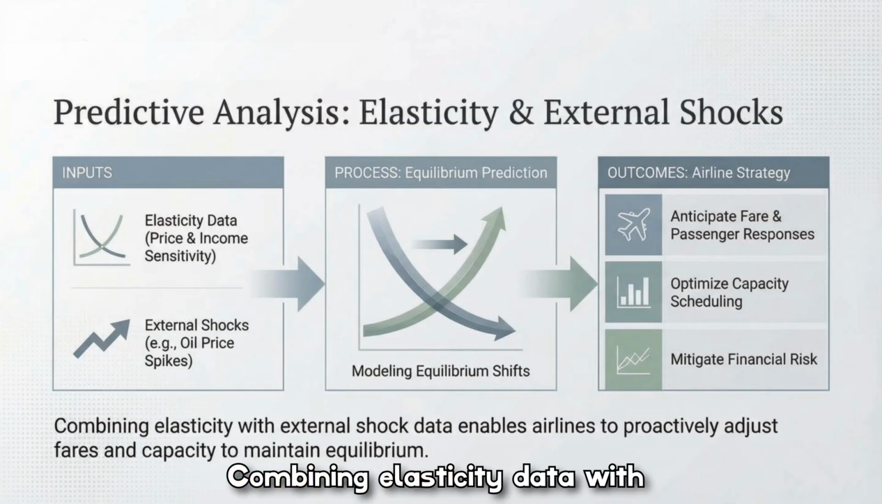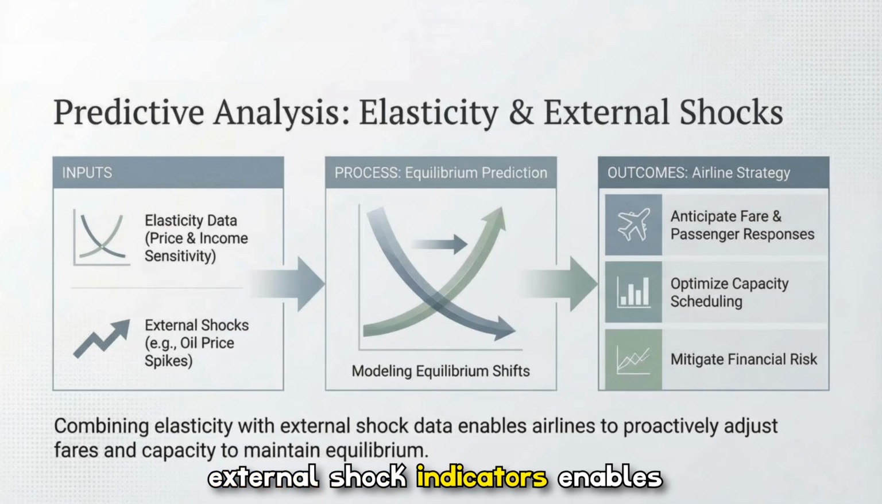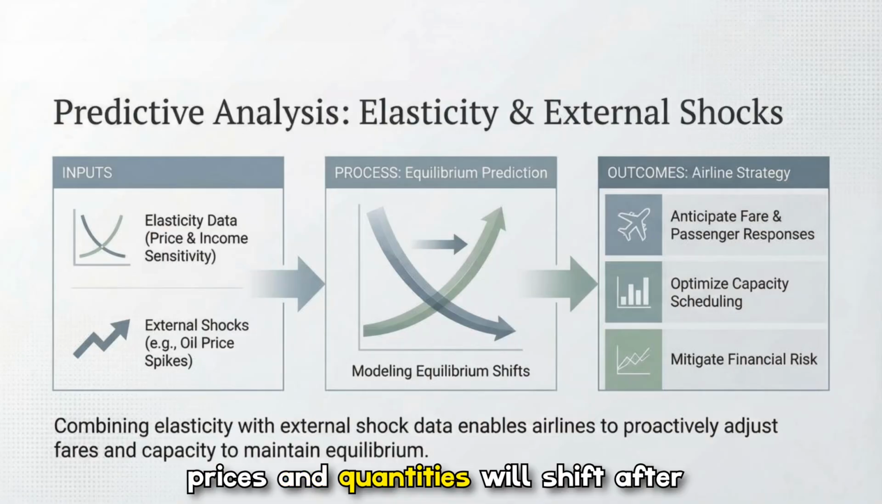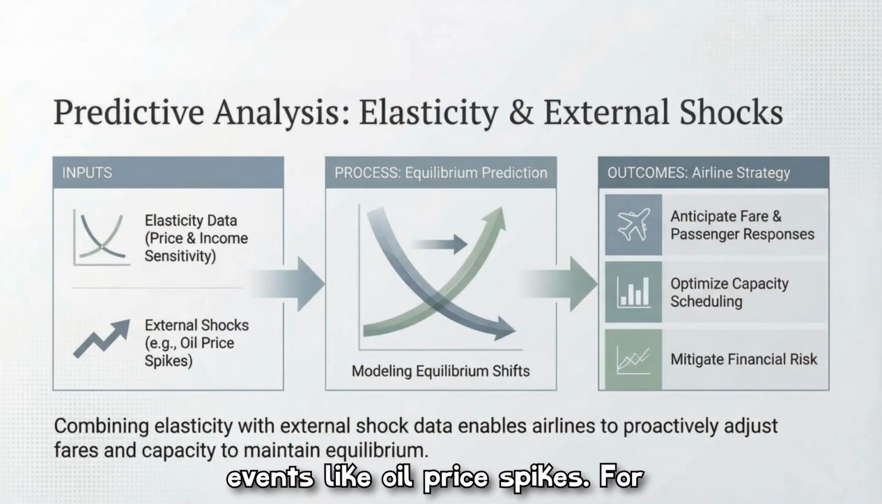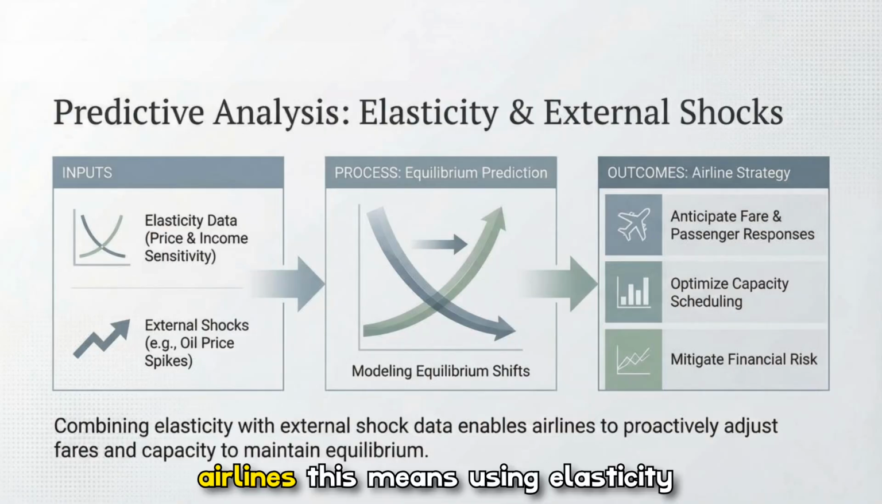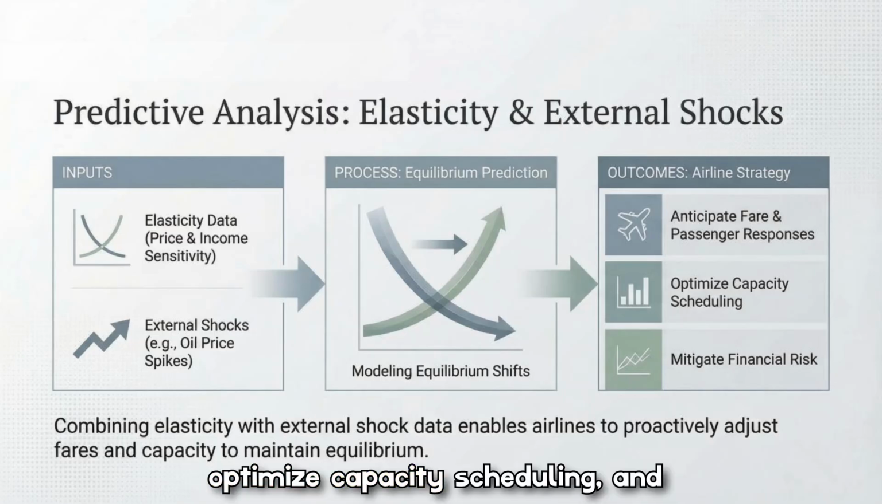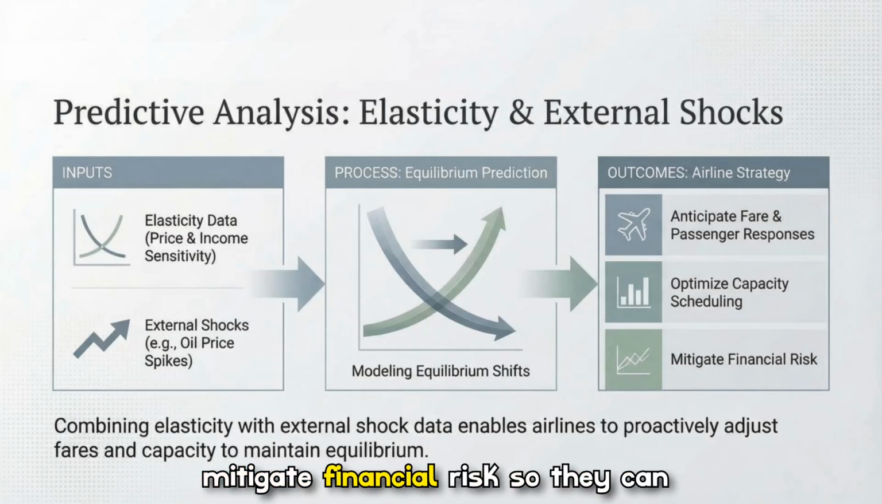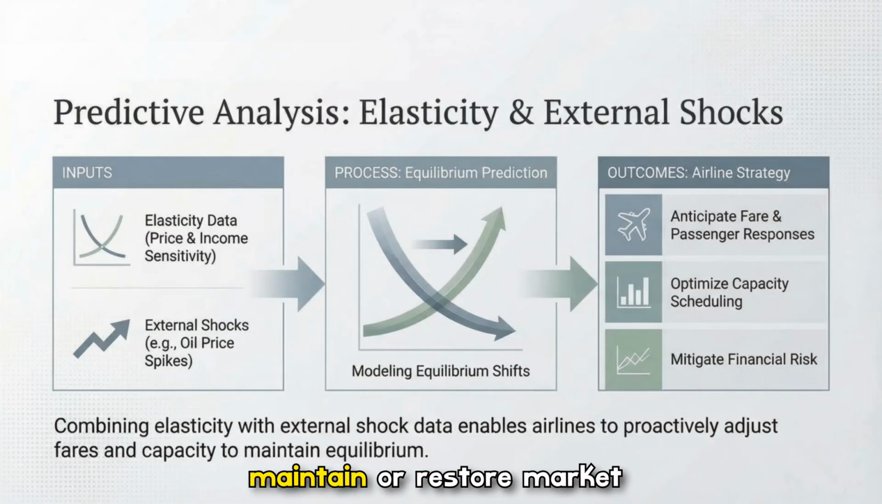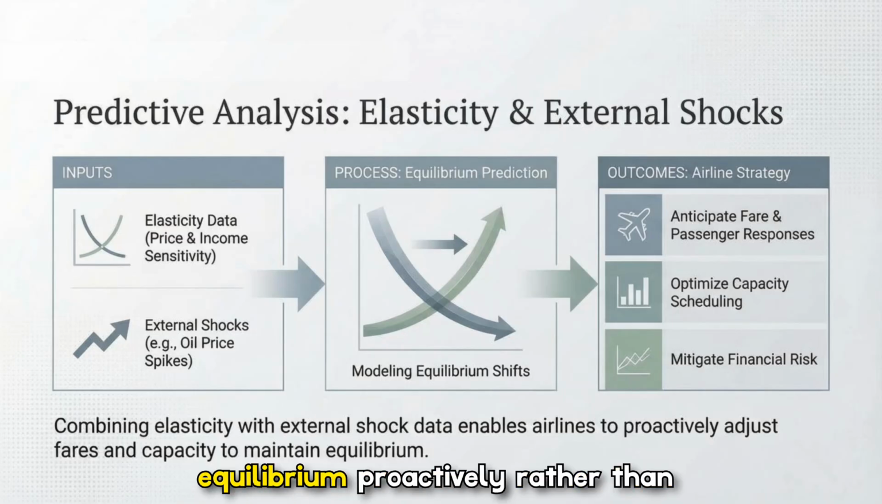Combining elasticity data with external shock indicators enables predictive equilibrium modeling, which helps firms anticipate how prices and quantities will shift after events like oil price spikes. For airlines, this means using elasticity and shock scenarios to adjust fares, optimize capacity scheduling, and mitigate financial risk so they can maintain or restore market equilibrium proactively rather than reactively.